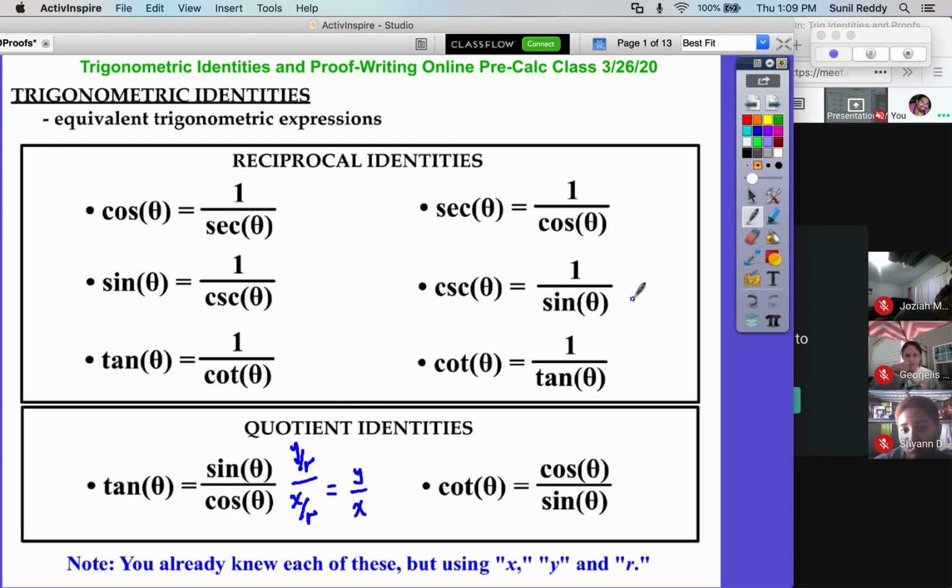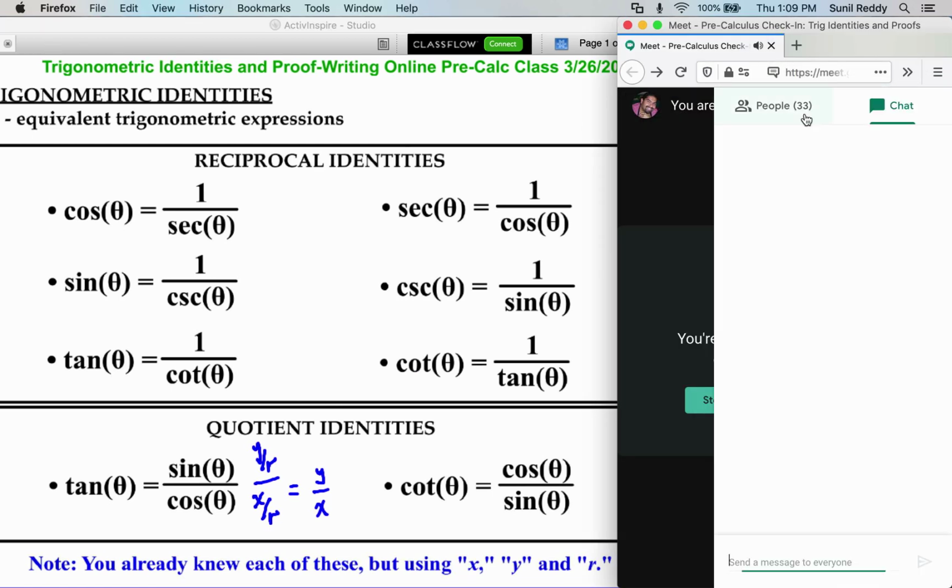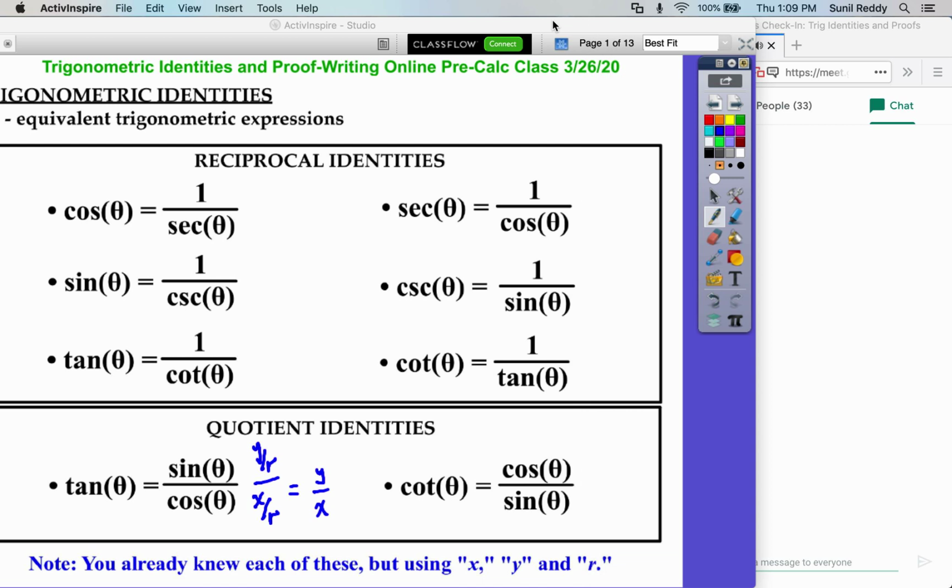Okay. And again, I don't have the chat screen showing. So again, just make sure you chat if you have a question, or unmute your mic, so that I know to look out for that.